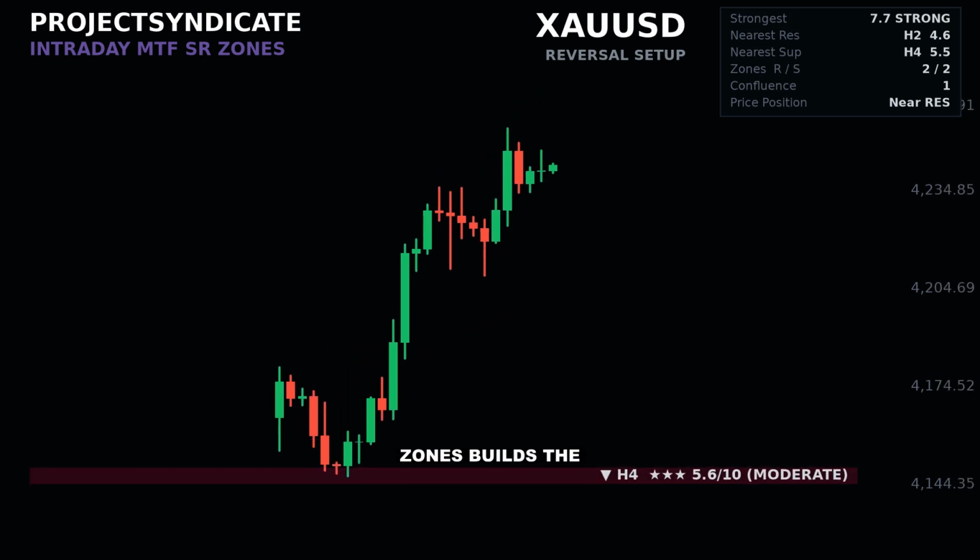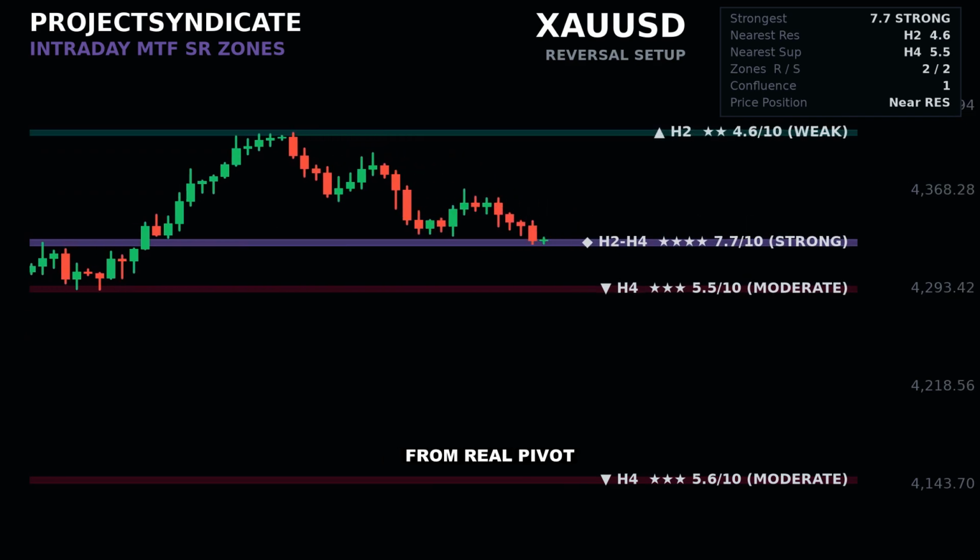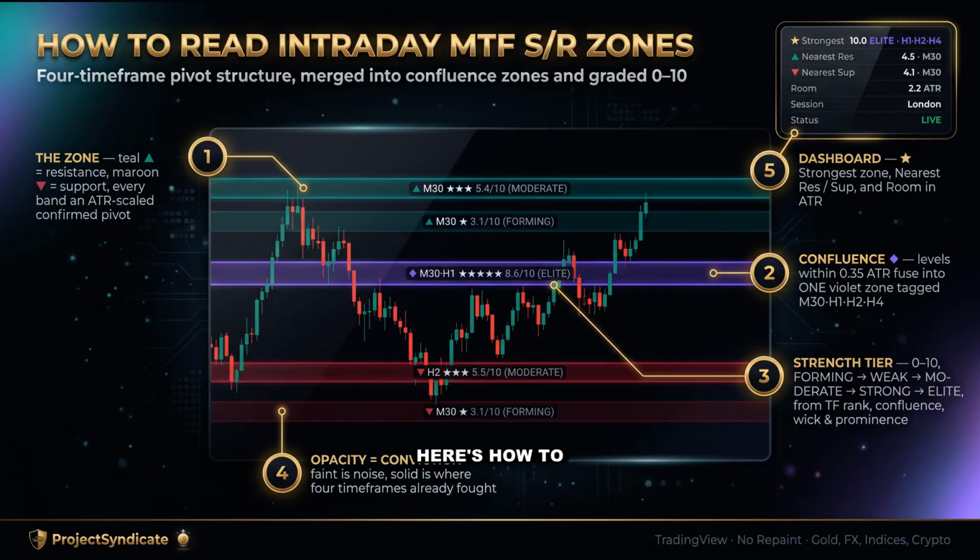Intraday MTF SR zones builds the session's support and resistance from real pivot structure on 4 time frames. Here's how to read intraday MTF SR zones on a live chart. Pivot structure from 4 time frames, fused and graded 0 to 10.